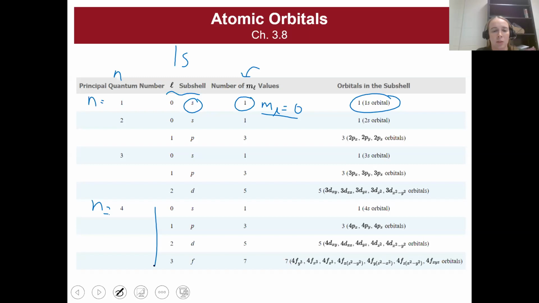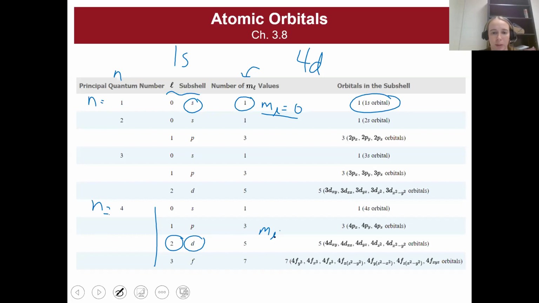When we go down to like n equals 4, then we have a lot of options for L. So let's look at L equals 2. That's our d orbital. L equals 2 always corresponds to a d subshell. Sorry, I should say subshell, not orbital. They all kind of become interchangeable after a while, but this is the 4d subshell. The 4 comes from the n value, the d comes from the L value, and there are 5 options for m sub L.